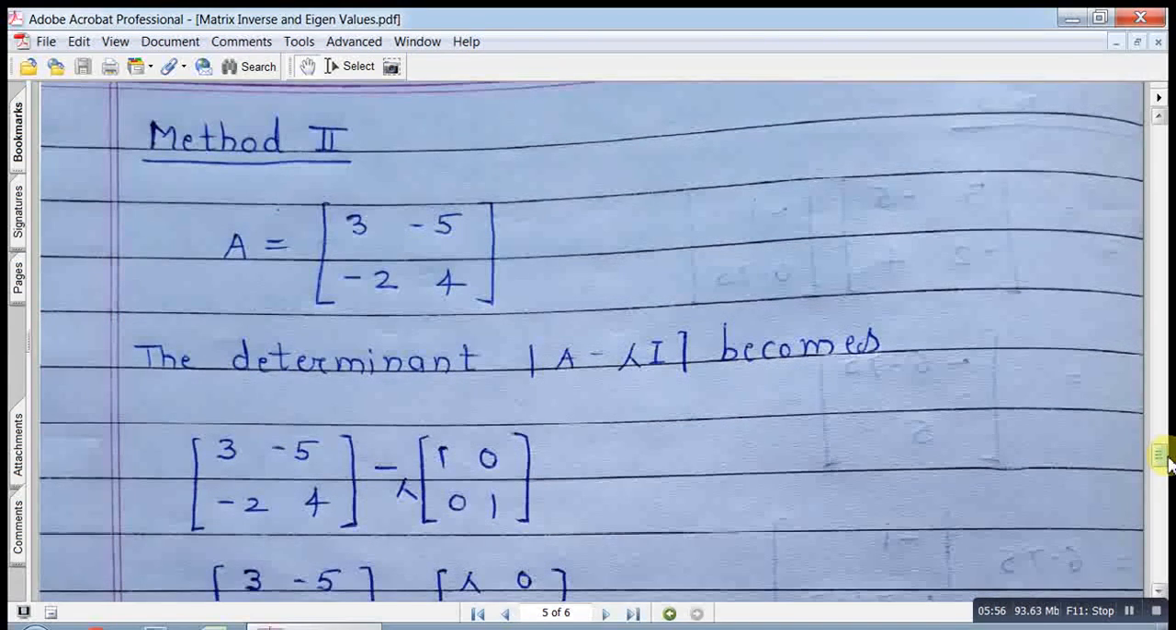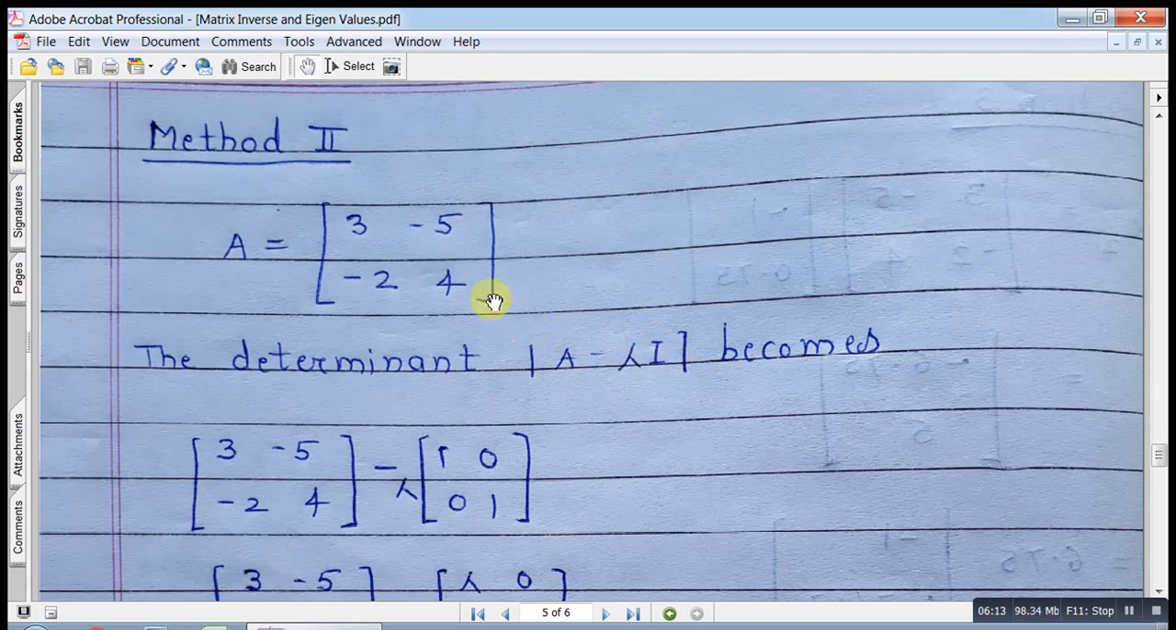So A is [3, -5; -2, 4]. Lambda we will keep as it is, and I. Here matrix A is given as 2 by 2, so we will consider the identity matrix also as 2 by 2. It is [1, 0; 0, 1]. So what will we get?